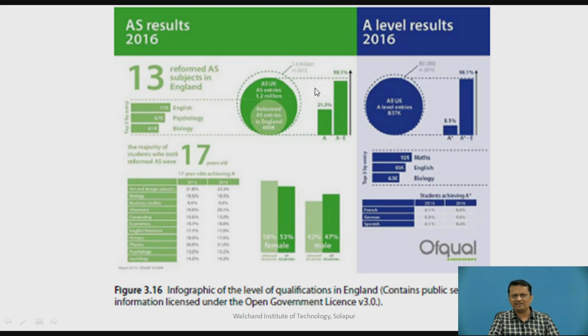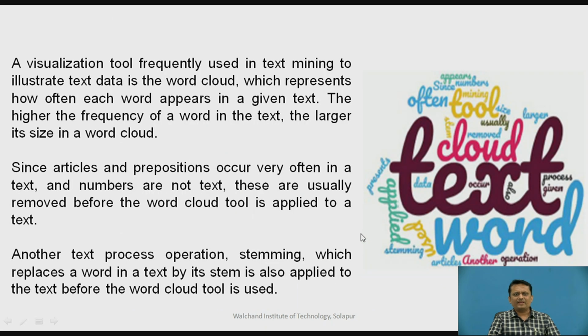So if you look at here, these AS results 2016 are just visualized here with reference to the different aspects. So this representation is called infographics, where different quantitative and qualitative attributes are represented. And at last, there is something called a word cloud representation.